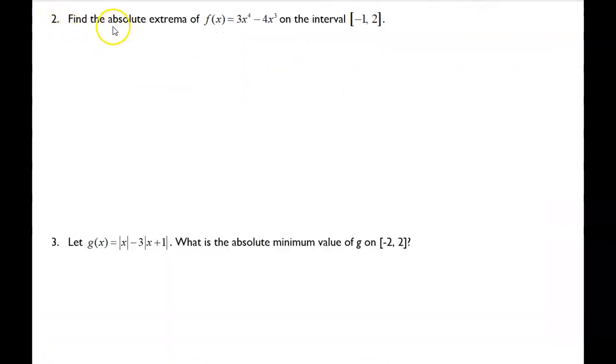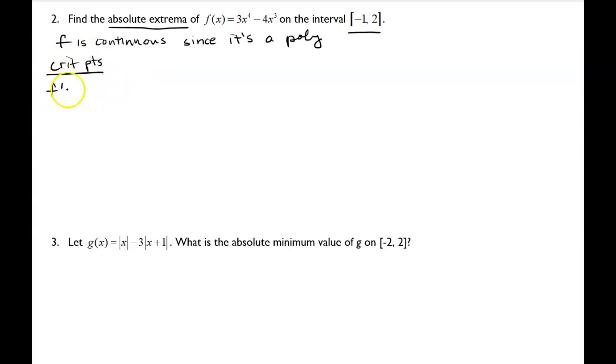In number 2, it asks us to find the absolute extrema. So when it says extrema, that means maxes and mins of f of x on this interval from -1 to 2. So first we have to check, is this continuous? f is continuous since it's a polynomial. Any polynomial is always continuous and differentiable. We are on this closed interval from -1 to 2, so now we can go forward and find our candidates. So we're going to find our critical points first.